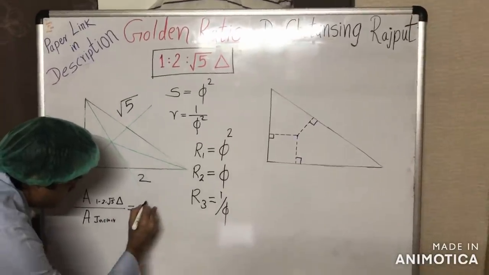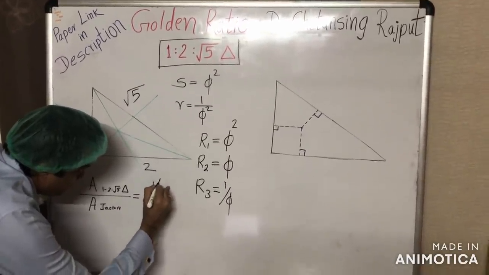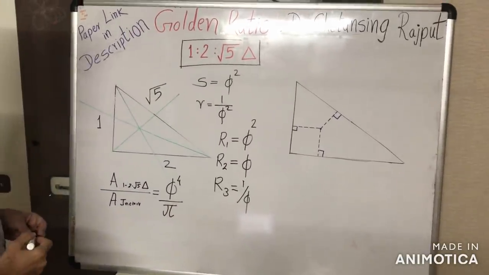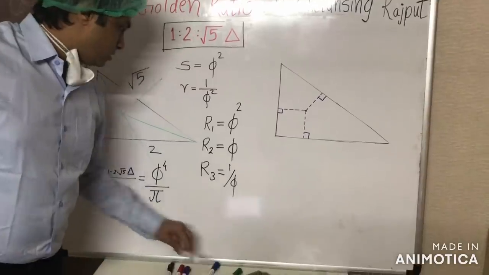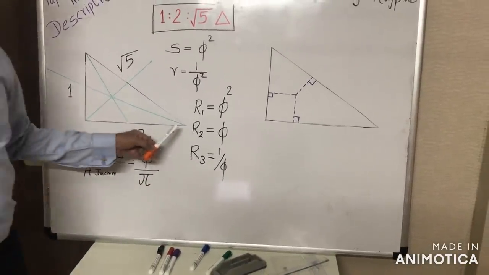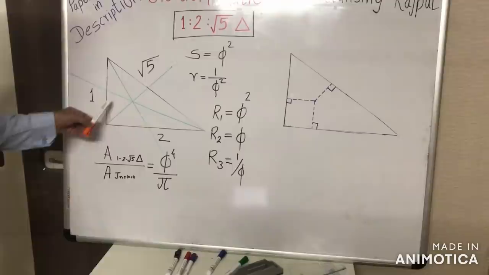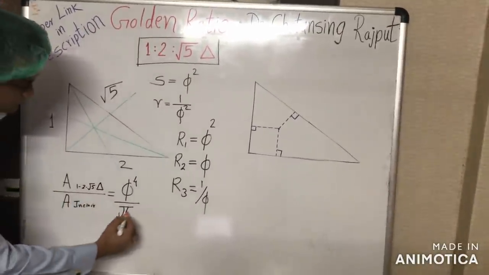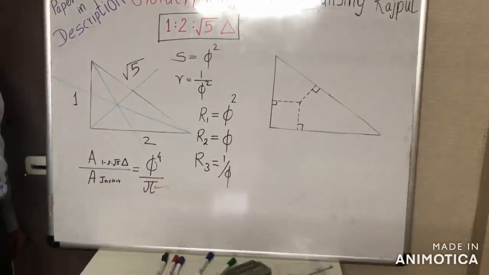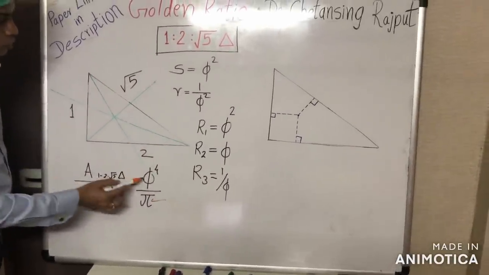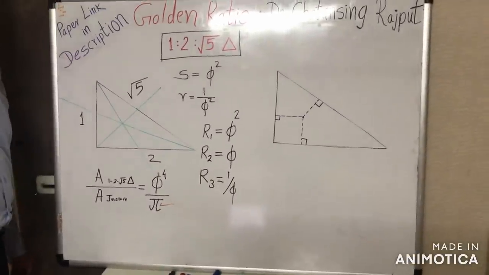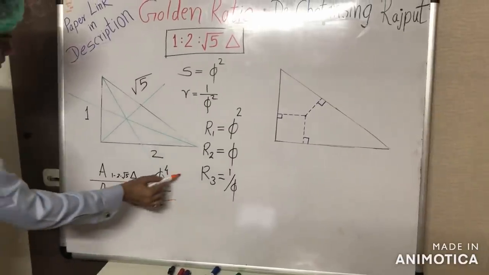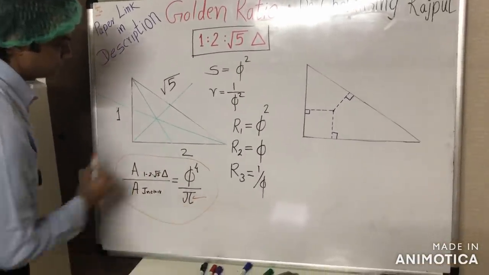This ratio is precisely equal to 5 raised to 4 upon pi. It is the area of this 1 to root 5 triangle upon the area of its incircle. With incorporation of the incircle, naturally pi enters into the picture, and this triangle is full of golden ratio. Hence, if we calculate this ratio, area of this triangle upon area of its incircle, we get this interesting equation.